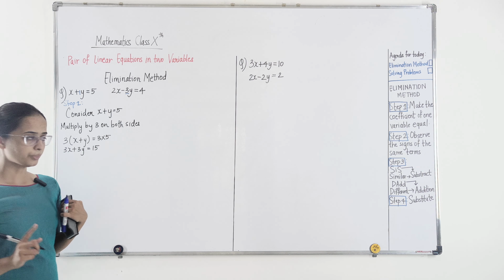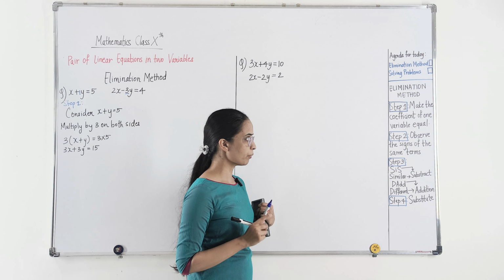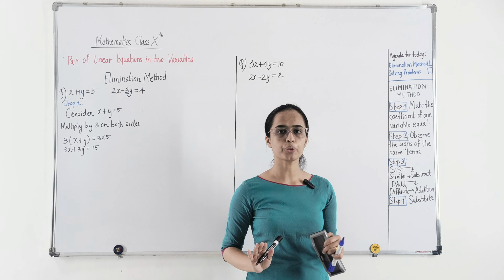Now according to step number 2, you have to just observe. What you are supposed to observe are the signs of the same terms. Here, in this equation and the equation which is not changed, you have to look for the same terms. It's very easy. The same terms are 3y and 3y. You have to observe the signs. The sign over here is plus, whereas the sign over here is minus. So after observing the signs, you have to move on to step number 3.